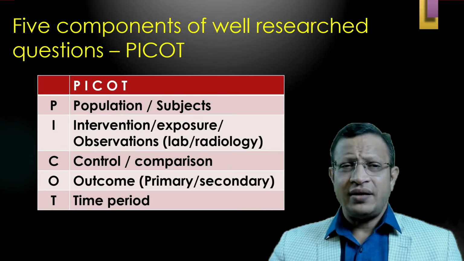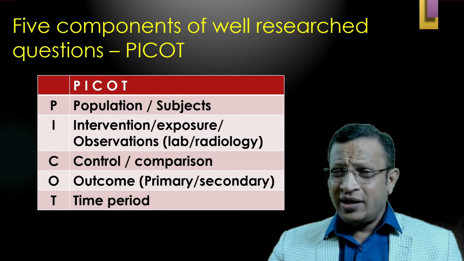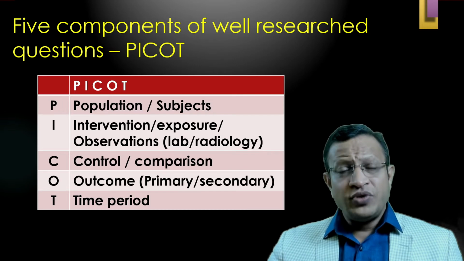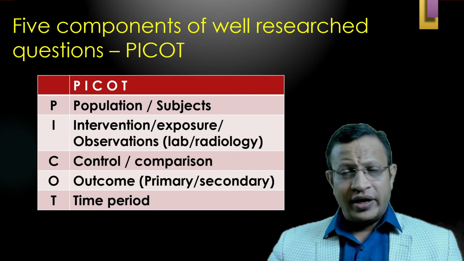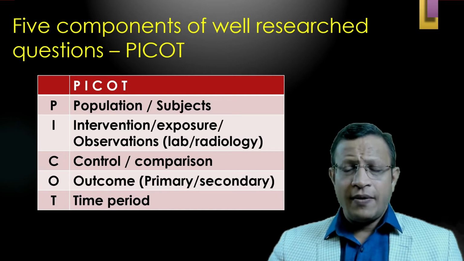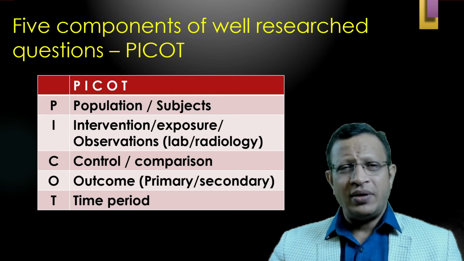exclusion criteria is there; what is the intervention you are going to have, what is the exposure criteria you are going to consider; what is the observation you are going to do with them. Is it a lab study or a radiological study? What is it that you'll be doing? Very specific. Whether you have a control or a comparison group, or is it an open label trial?